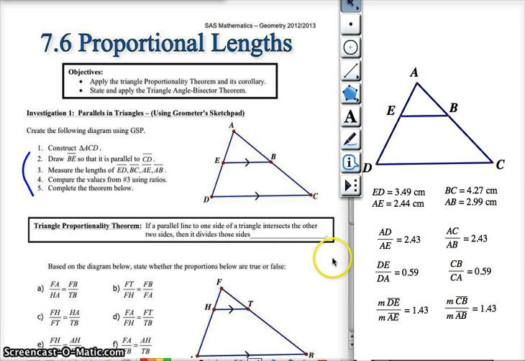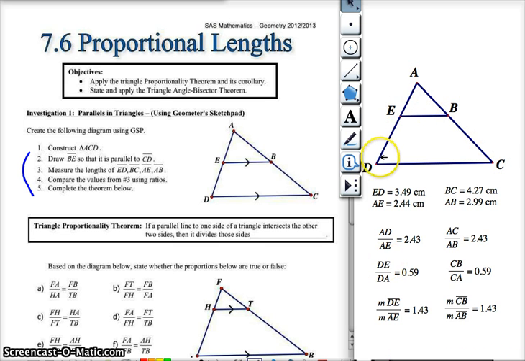And then it says, compare the values of the ratios from all these numbers. So I just did a whole bunch of ratios, and you can see that I have ratios that are congruent to each other. So I compared AD, the side length of the big triangle, and then the side length of the small triangle. So side length of AD compares to AE as side length of AC compares to AB. So what do we notice? We notice that they are the same comparison. They have the same ratio. So AD is to AE as AC is to AB.